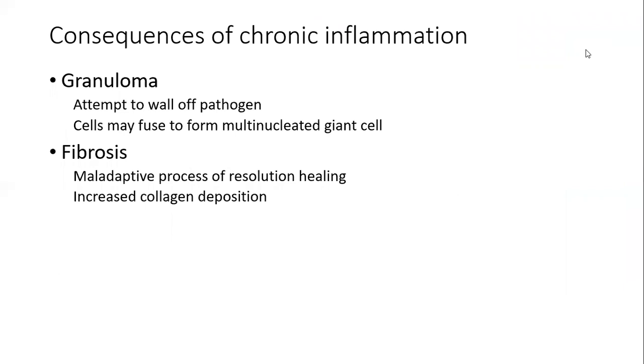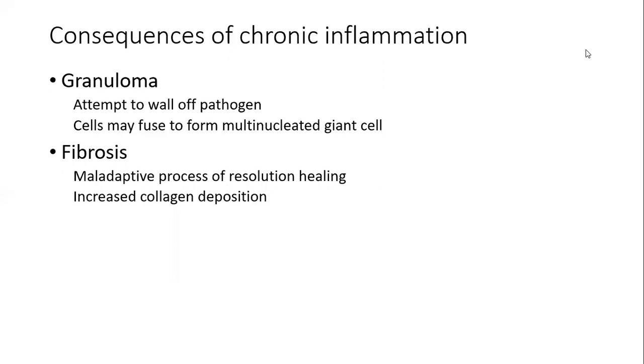So what happens when you get chronic inflammation? Well, you can have degenerative diseases like rheumatoid arthritis, or you can have these two phenomena called granulomas and fibrosis. So granulomas are the attempt of the body to wall off a pathogen, and the cells may fuse to form a multinucleated giant cell. So giant cells are encapsulated by collagen. That's what forms the granuloma. For example, a TB tubercle is a granulomatous process surrounding a TB bacillus in the lung.